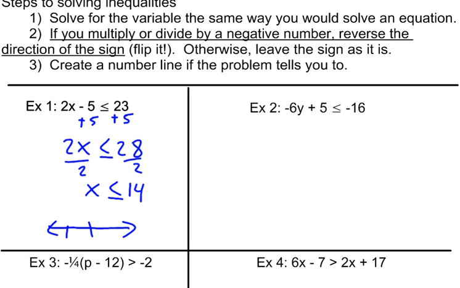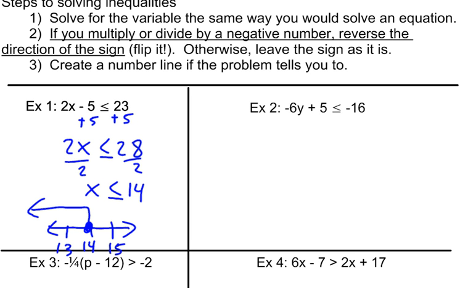And then let's create a graph. Put a couple numbers below, a couple above. It's less than or equal to, so we're going to have a closed dot. And the numbers less than 14 are to the left.